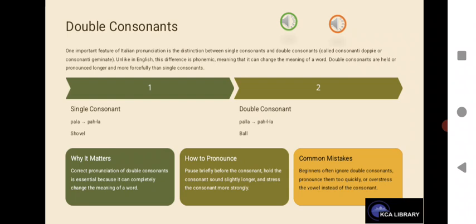Tip for beginners: many learners tend to ignore double consonants, pronounce them too quickly, and overstress the vowel instead of the consonant. Paying attention to double consonants will make your Italian sound natural and avoid misunderstandings.